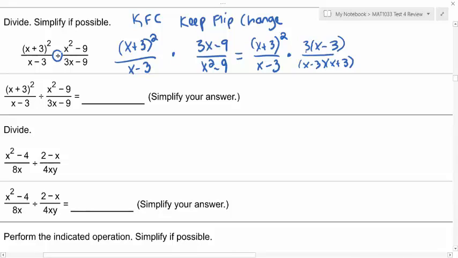Okay, so what cancels out here? The x plus 3's, one of them. One of them. I'm just going to get rid of the squared and then this one. Yep. One of the x minus 3. Good. So then you have on the top for the numerator, you have 3 times x plus 3 over x minus 3.